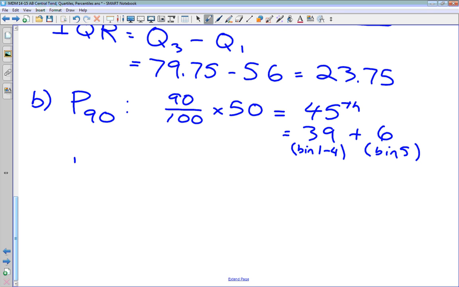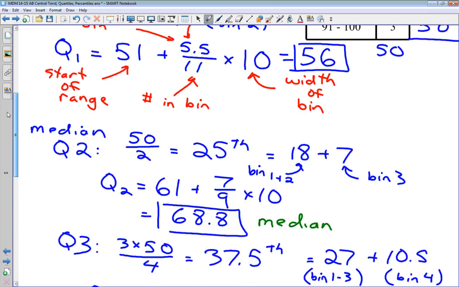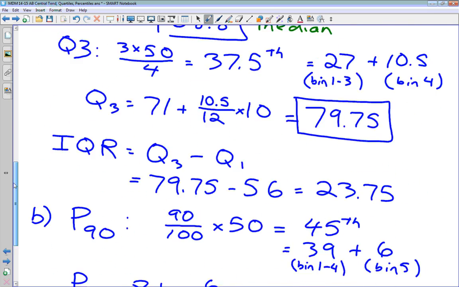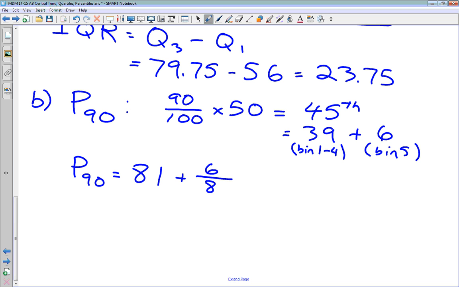So our P90 value is going to be, what is the start of bin number 5? Bin number 5 starts at a value of 81. We want to go 6 numbers in. How many numbers are there in bin number 5? Let's go back up and check. There are 8 numbers, so we want 6 out of those 8 numbers. And then once again, we multiply it by the width of the bin. Punching this in, we get 88.5.